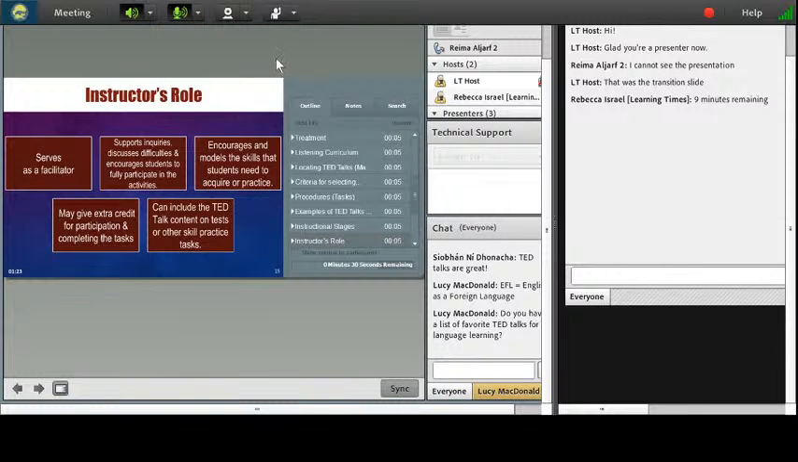Okay, since we're using technology, usually when we use technology, instruction is student-centered, and the instructor serves as a facilitator. He or she supports inquiries, discusses difficulties, and encourages students to fully participate in the activity. He or she encourages and models the skills that the students need to acquire or practice. And the instructor can give extra credit for participation and completing the task.